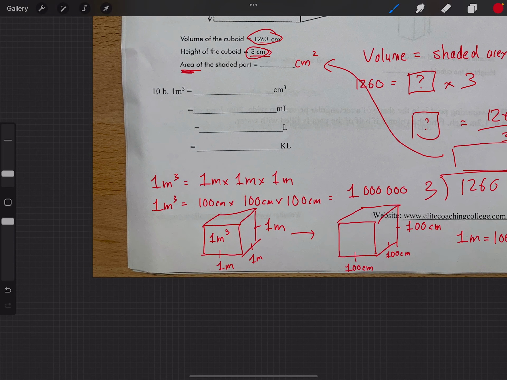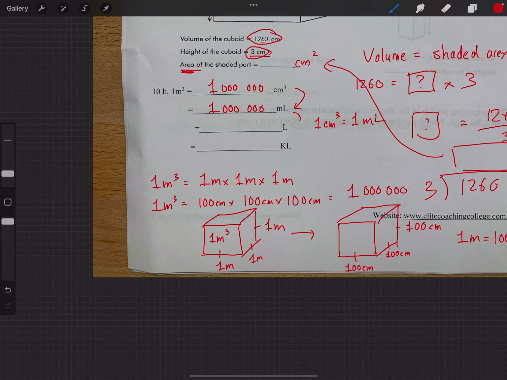So that means this one will be 1 million centimeters cube. Now to convert it to milliliters, we know that 1 centimeter cube is equal to 1 milliliter. So you can imagine this is going to be the same number then, isn't it? This will also be a million.